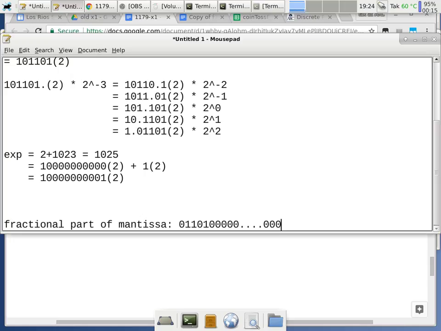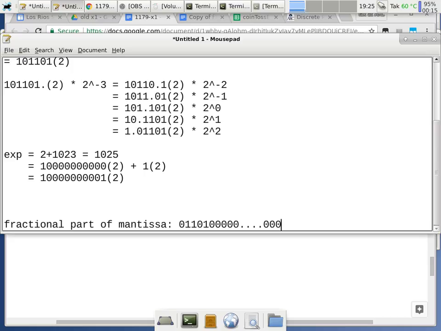How many digits do we need for the fractional part of the mantissa in a double precision floating point number? There's 1 bit for the sign, 11 bits for the exponent. So that leaves us how many bits for the fractional part of the mantissa? 64 minus 1 minus 11 is 52. So there are 52 binary digits in here. The most significant part is the only part that we care about, because everything else is all zeros.